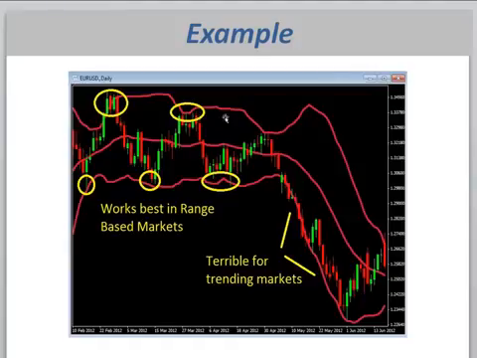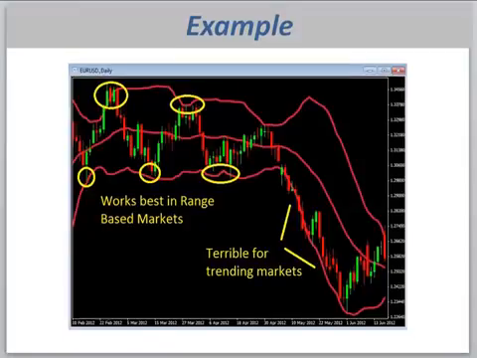Okay, so here we have an example. We have these lines on top, the lines on the bottom, and the middle line. These are your Bollinger Bands. Here's a chart of the Eurodollar. Whenever our Eurodollar trades to the lower band, it's considered oversold, and it's a good time to buy. And whenever it trades up to the upper band, it's considered overbought, and it's a good time to short.